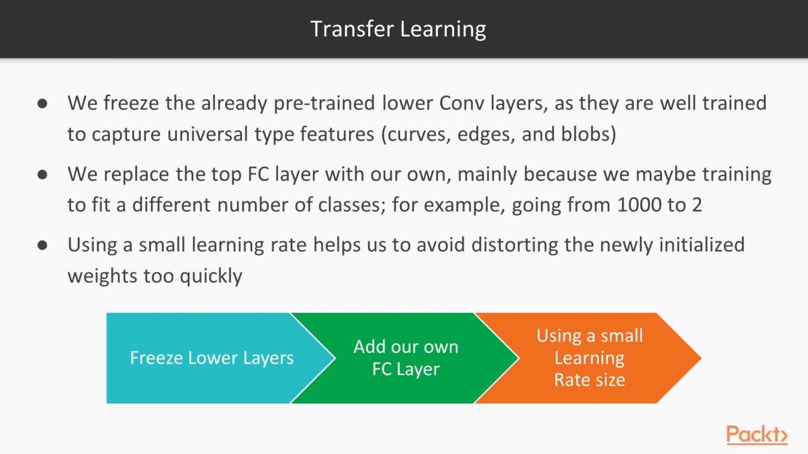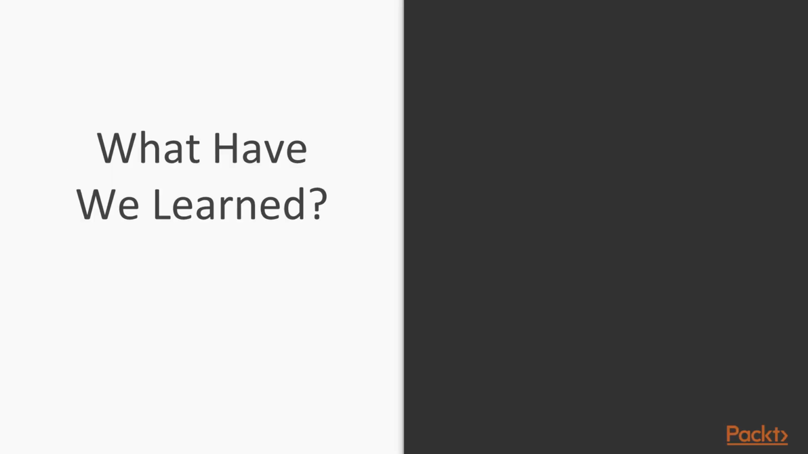And we use a small learning rate to help avoid distorting the newly initialized weights. You don't want to jump over the global minimum, so you just want to use a small learning rate to help that, okay? So this is just the general process here: freeze lower layers, add our own fully connected top layer, use a small learning rate, and you're good to go.